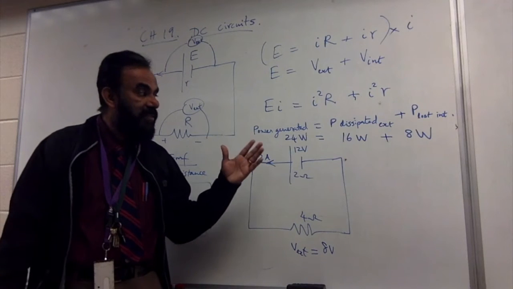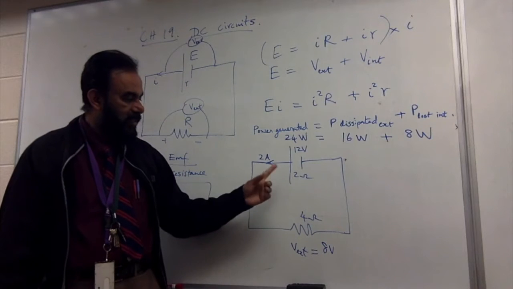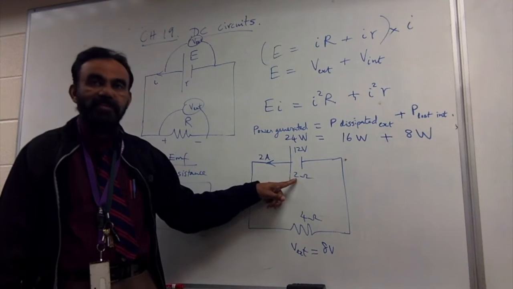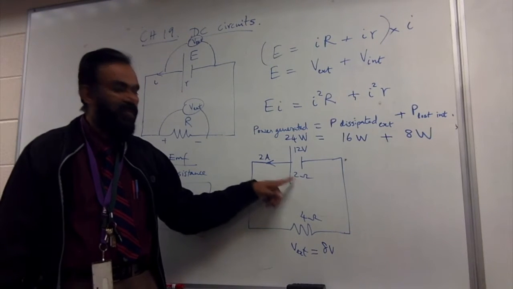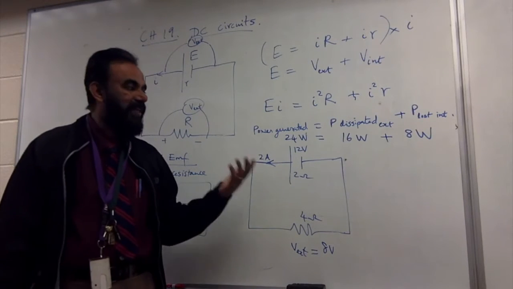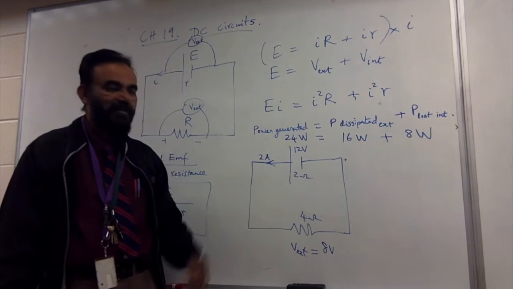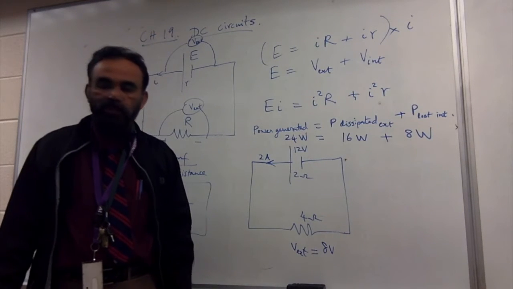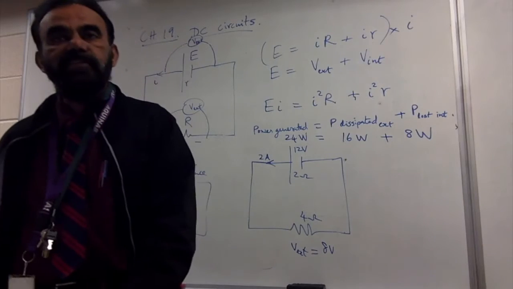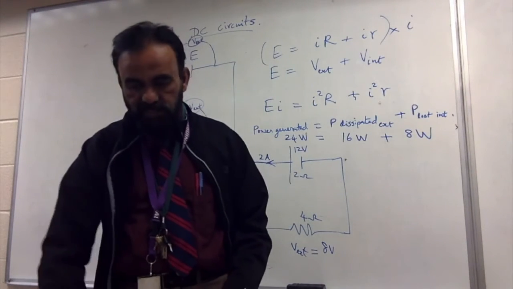How do you minimize the loss? To minimize the loss, obviously, if you can cut down on this internal resistance, if the internal resistance is reduced, or if you take a cell whose internal resistance is low, then that solves the problem. Now, each cell has different internal resistances, right?